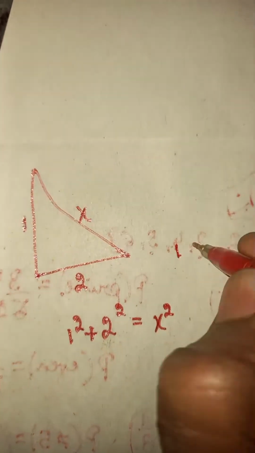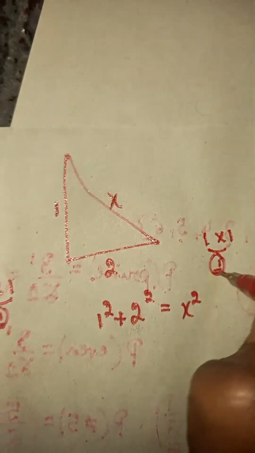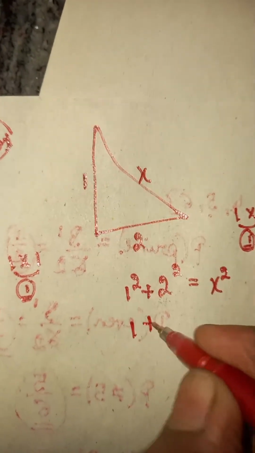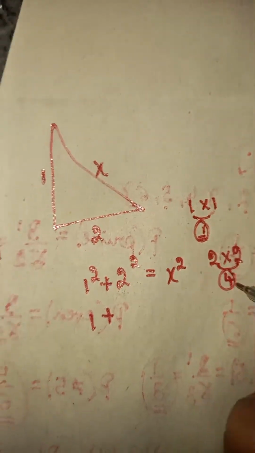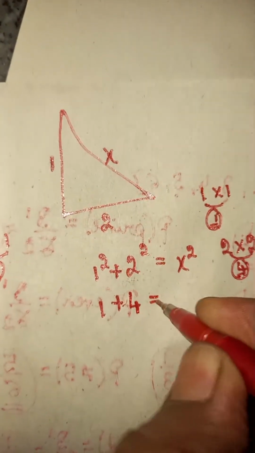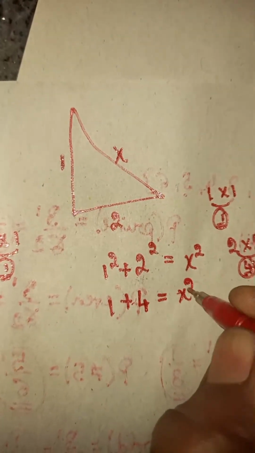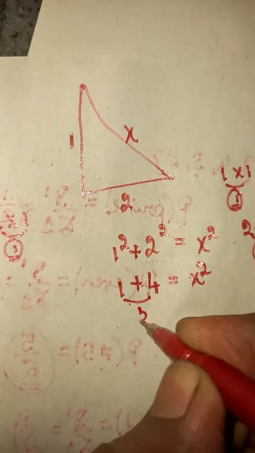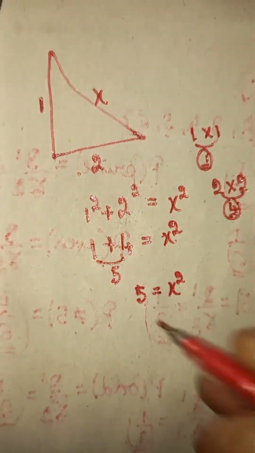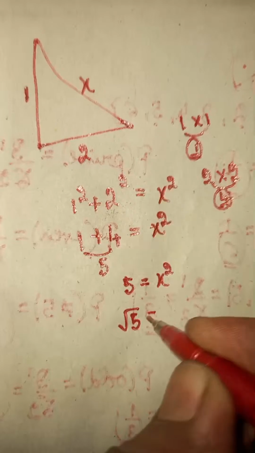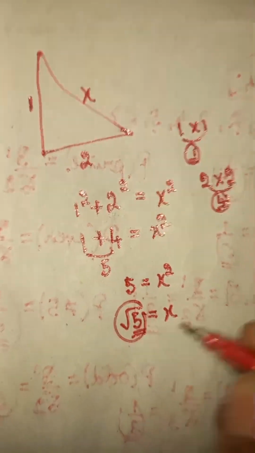1 square means nothing but 1 times 1, which remains as 1, and this 2 square means 2 times 2, which becomes equal to 4. So you're going to get this is x square. 1 plus 4 is 5. So this 5 equals x square. This square comes to this side, it becomes root. Root 5 equals x.